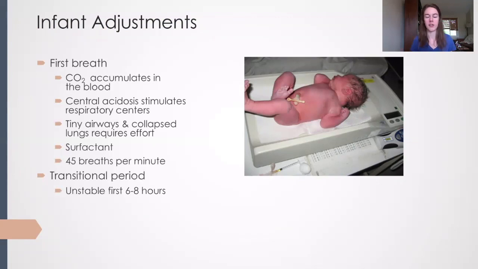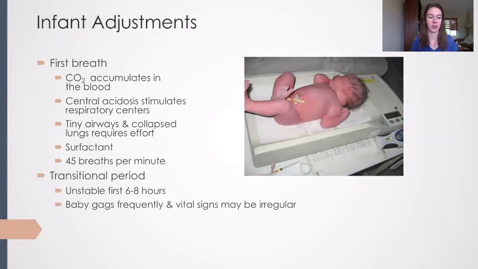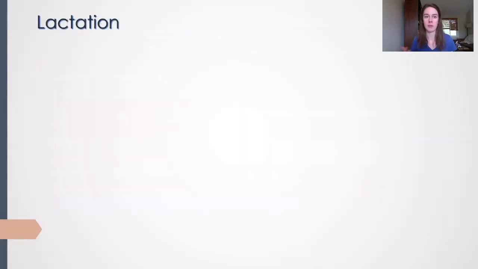There's this thing called the transitional period, where the baby is going to start to regurgitate, and as its airways open, as all of these pathways through its body that have never been exposed to the outside world work for the first time, this period of instability happens for the first 6 to 8 hours, and the vital signs can kind of go back and forth a little bit until it becomes more stable.